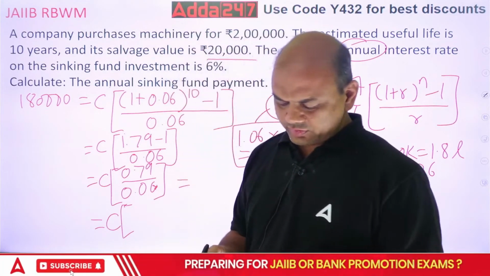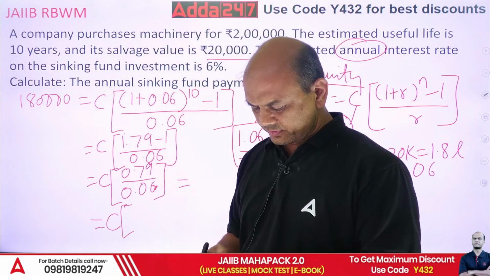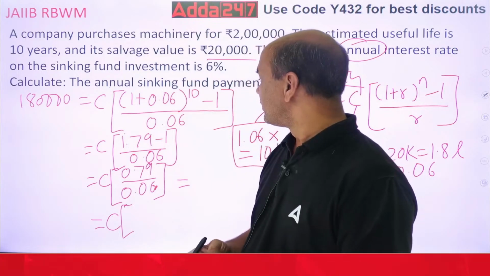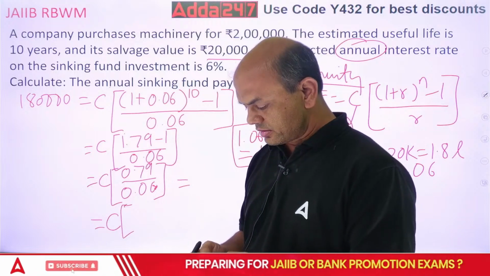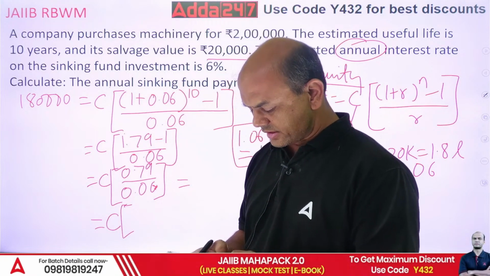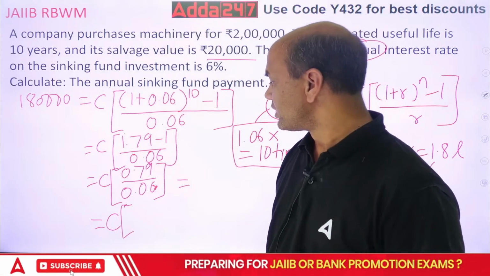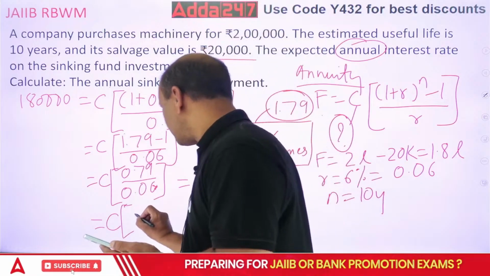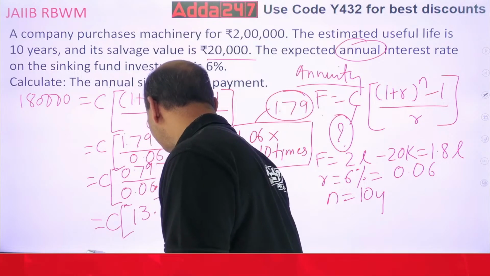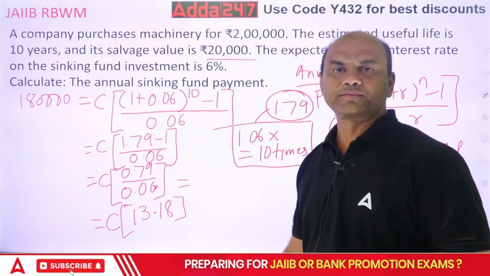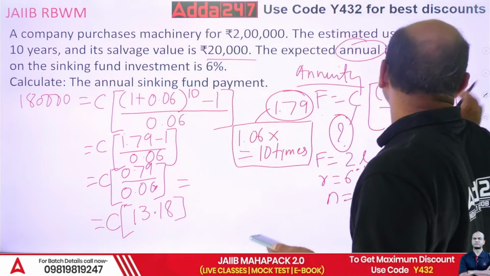Do it. 1.79 minus 1, that is 0.79, yeah. Divided by 0.06. Everyone should get this. What is the answer you are getting? 13.18. So now what is the equation you are getting?